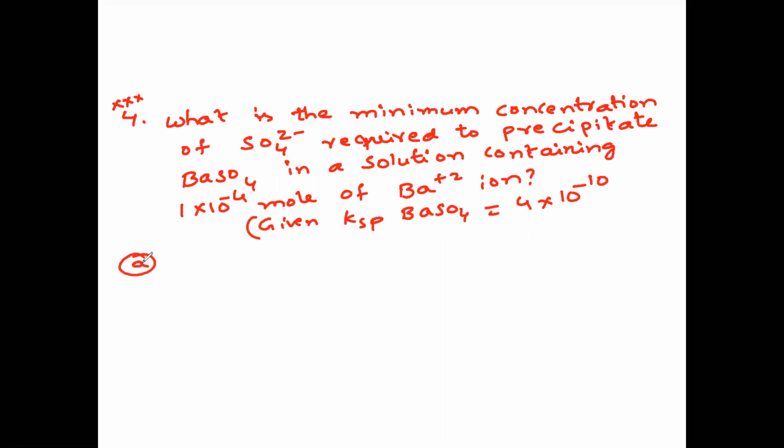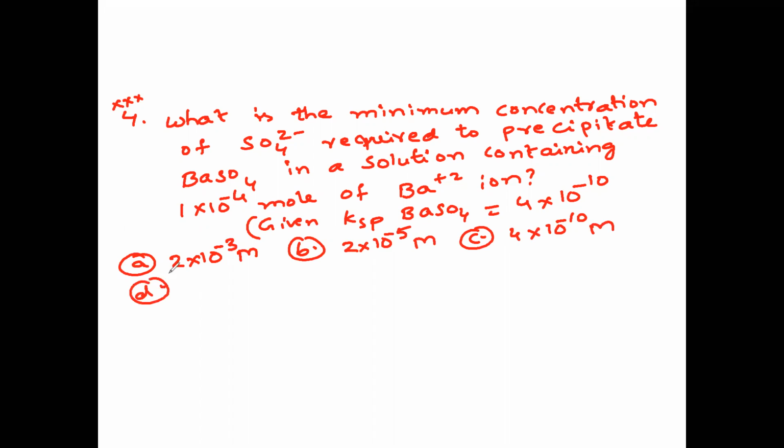Option A, this model is very, very important. 2 into 10 to the power of minus 3 molarity. Option B, 2 into 10 to the power of minus 5 molarity. Option C, 4 into 10 to the power of minus 10 molarity. And option D, 4 into 10 to the power of minus 6 molarity. So these are the options they have given. Very, very important model, this question.